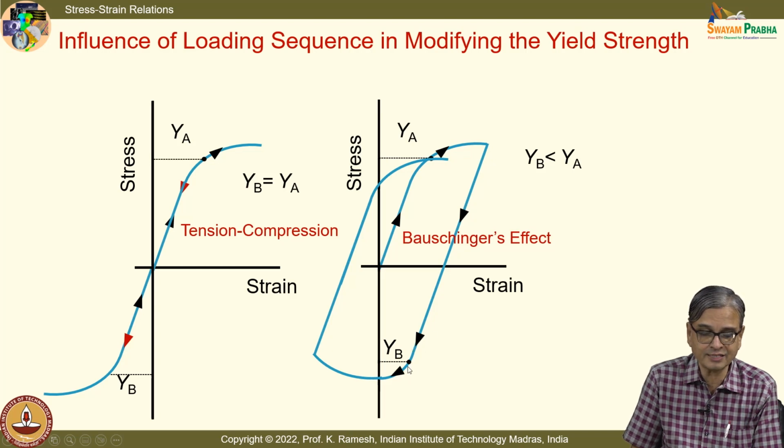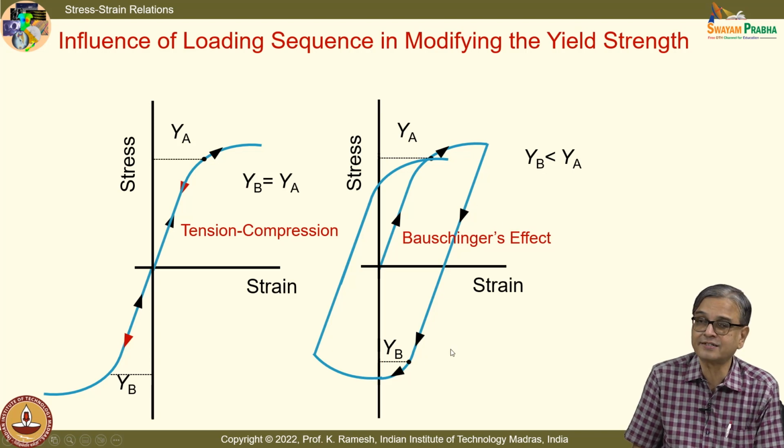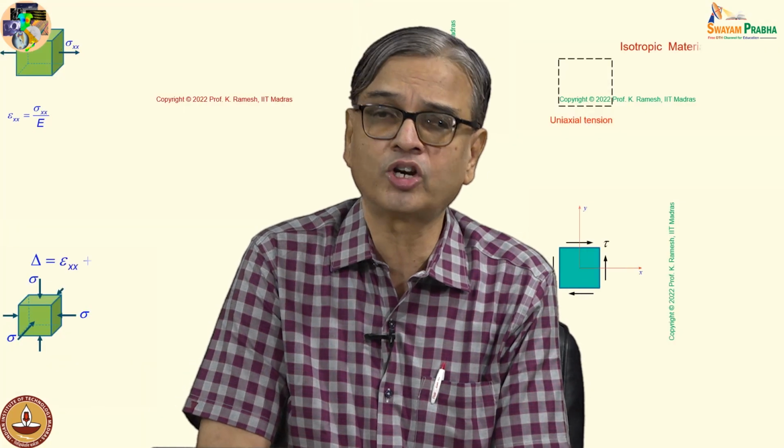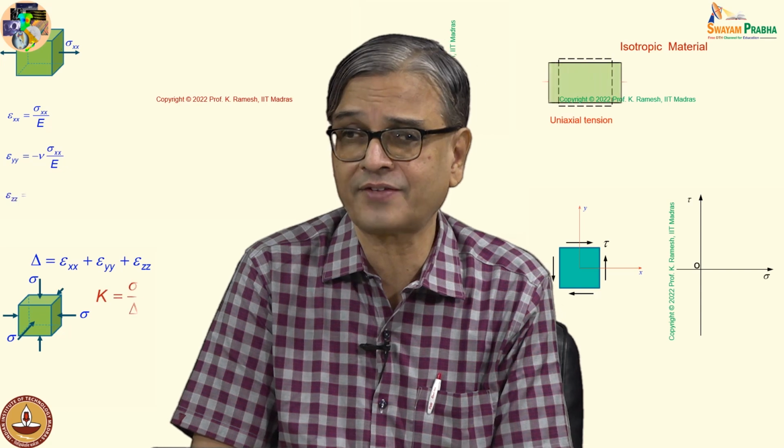People have found that Young's modulus has decreased. Then I load it, unload it, and then load it to elastic region. I find this YA also decreases, YB also decreases. So, this is credited to a scientist called Bauschinger. It is known as Bauschinger's effect.